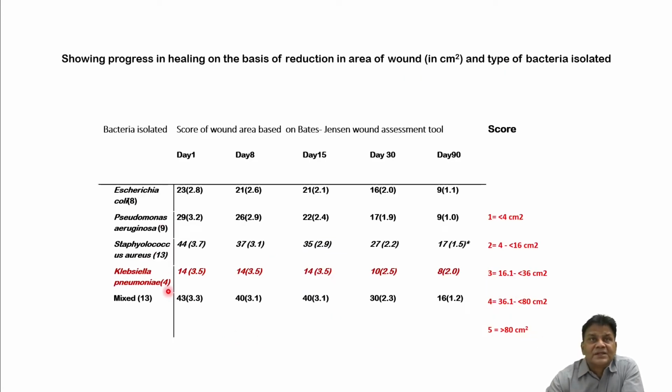So you can see there are so many bacteria infecting the wound. Escherichia coli in 8 cases, Pseudomonas 9 cases, Staph aureus 13 cases, Klebsiella 4 cases, and mixed in 13 cases. And you can see the most resilient and most resistant bacteria, and the time which took longer, it was the Klebsiella pneumoniae. Others healed faster. So after 90 days even, the healing was not complete, or the wound size remained larger.